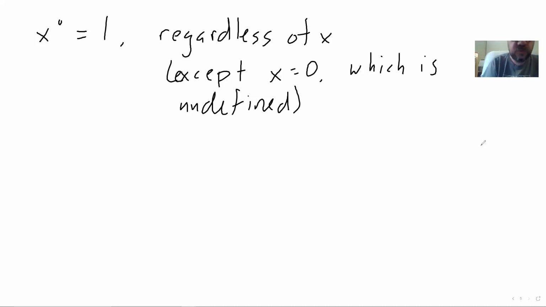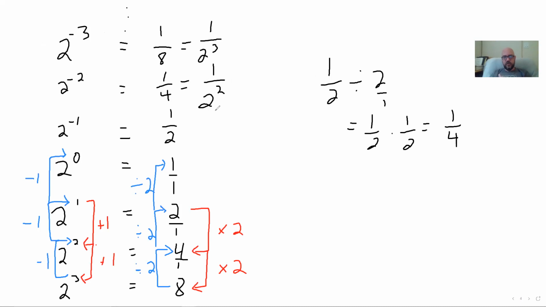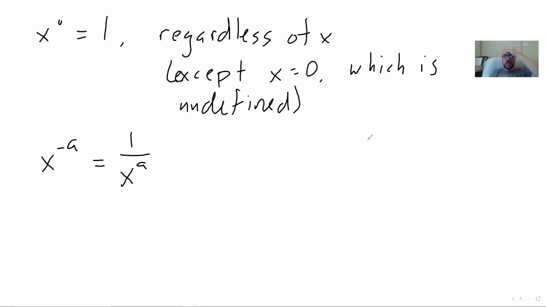I'm not going to do examples here. That's what the previous page was for. And then x to the minus a is 1 over x to the a. Right, and that's exactly what I was talking about here, where we had 2 to the minus 2 is 1 over 2 to the 2, 2 to the minus 3, 1 over 2 to the 3, etc. So those are your properties of exponents. Those are the things that we're going to use when we are simplifying expressions.